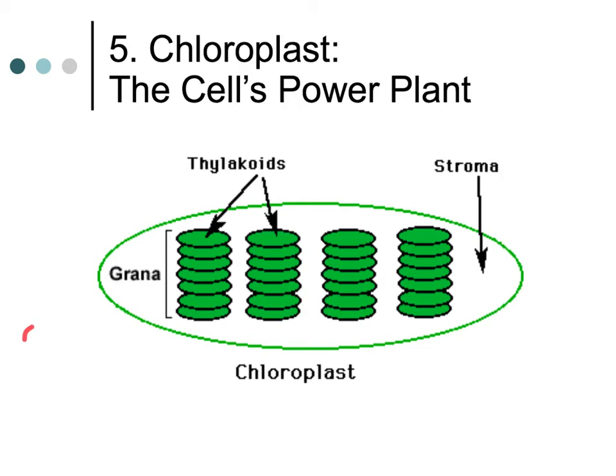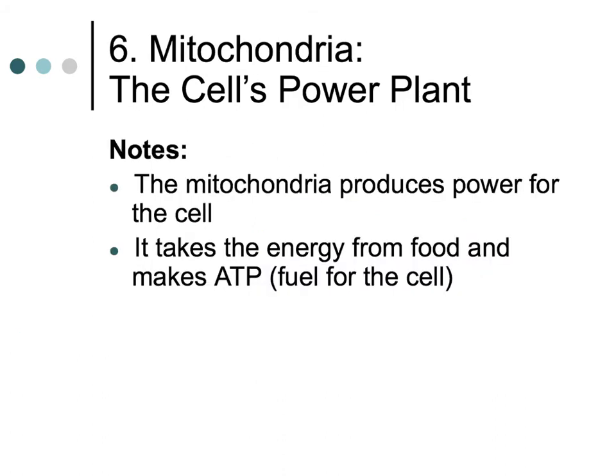Okay, moving on. Mitochondria is the cell's power plant. This is where a cell gets its energy. Mitochondria will take the sugar that you eat, and when you eat a candy bar, that sugar goes to your mitochondria, and then your mitochondria takes that sugar and breaks it down into something called ATP. That is very important to know. And that ATP is the fuel for your cell.